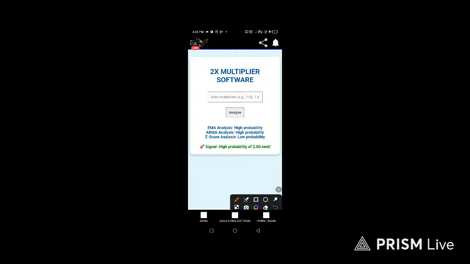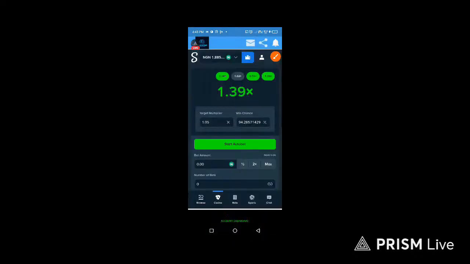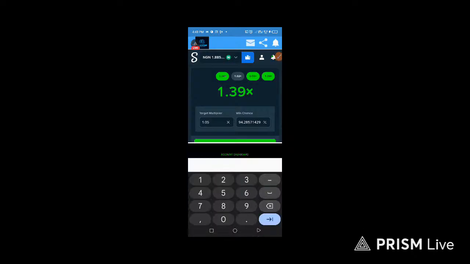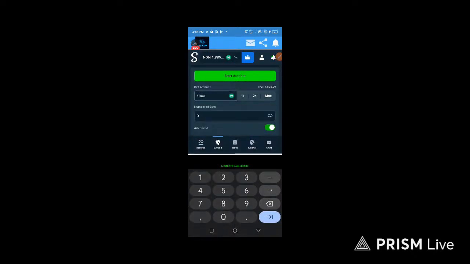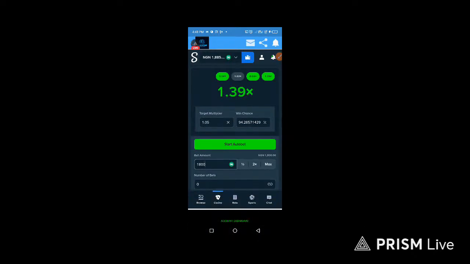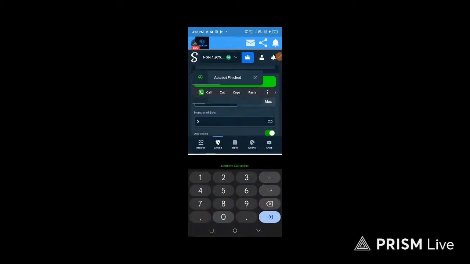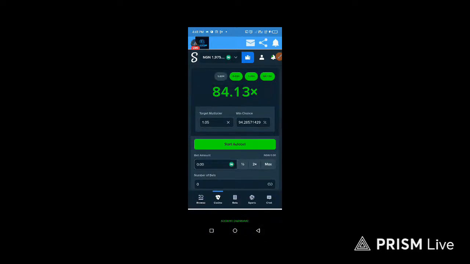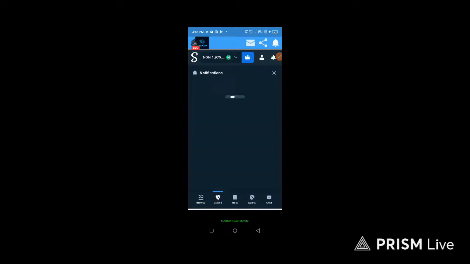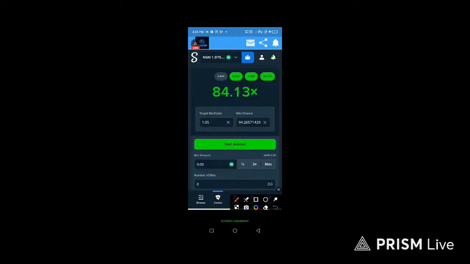Alright, it says that this is a high probability of 2x coming next. So let's just enter this with our fund. Alright, boom, that's a winning trade. We need just one more entry, and we are going to recover our losses with profits. So let's start again.